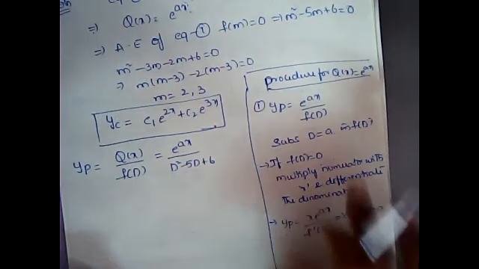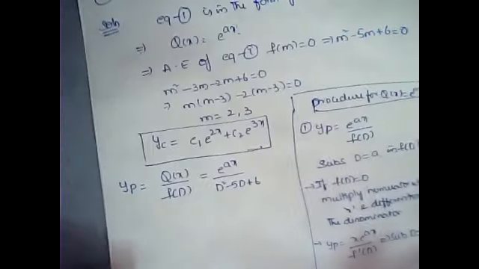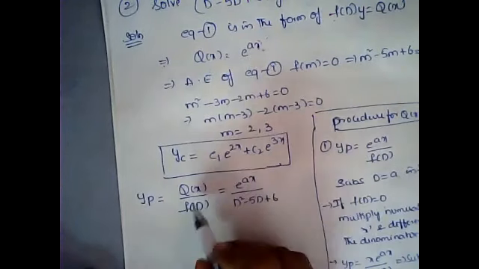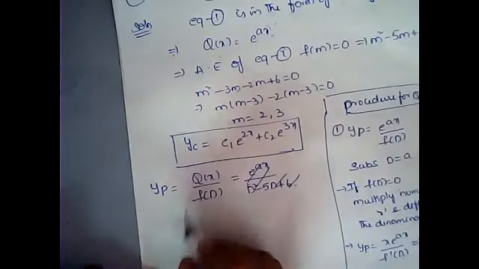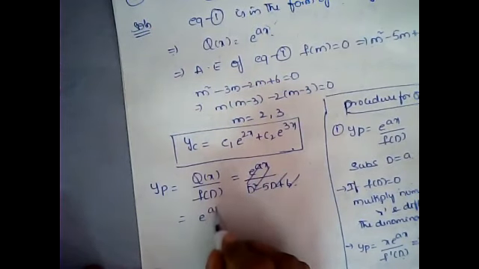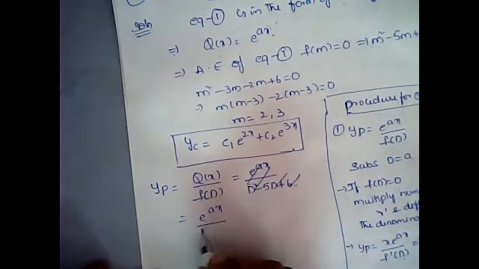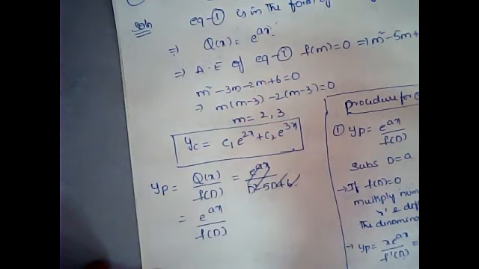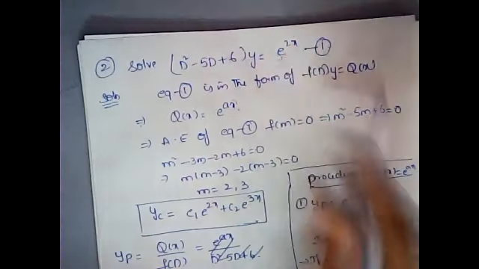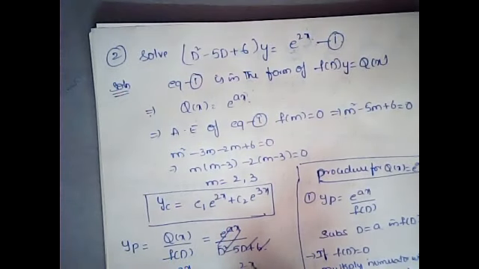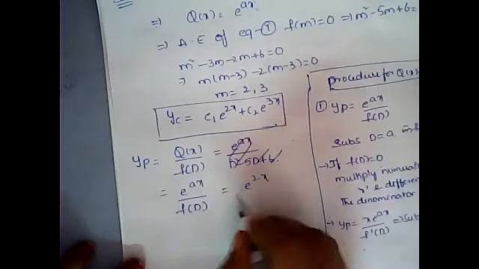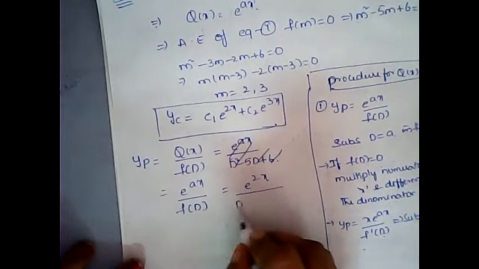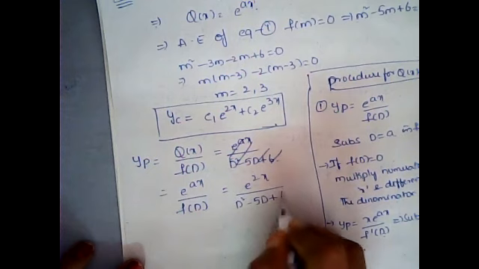So let us apply the procedure here. It is in the form of e power ax by f of D. Let me write here. What is Q of x? Q of x is e power ax by f of D. Here e power ax is given as e power 2x, by f of D, which is D square minus 5D plus 6.